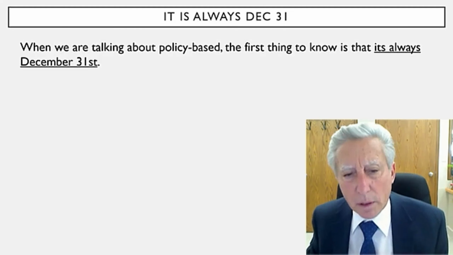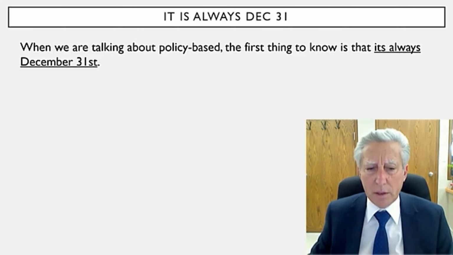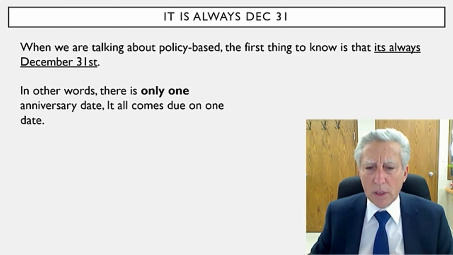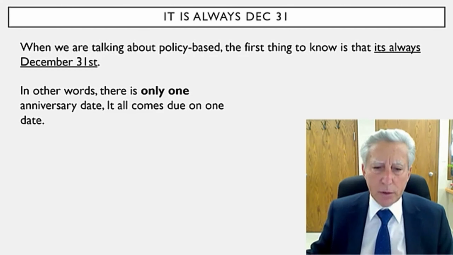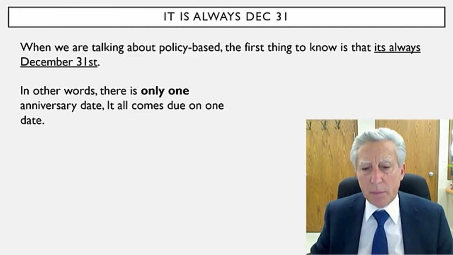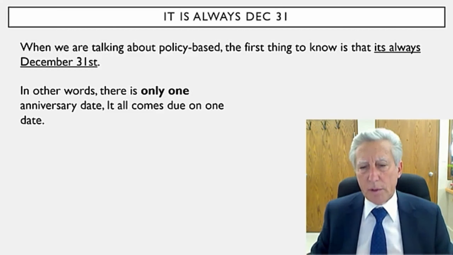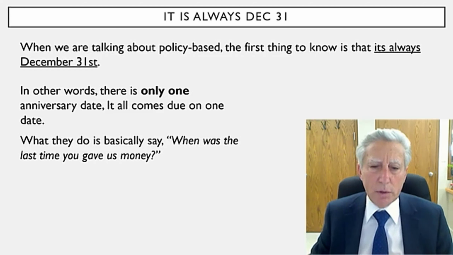So here, what we're talking about policy-based is that the first thing to note is that it's always December 31st. That's the main thing to remember. In other words, there's only one anniversary date, not two or three, depending on your deposits and all this stuff. It's always December 31st, 10 years from the last deposit, okay? So what the insurance company is basically saying is, when was the last time you gave us money? That's really what they're going to say. Let's look back and see when was the last time you gave us money. Based on that, we will do 10 years.